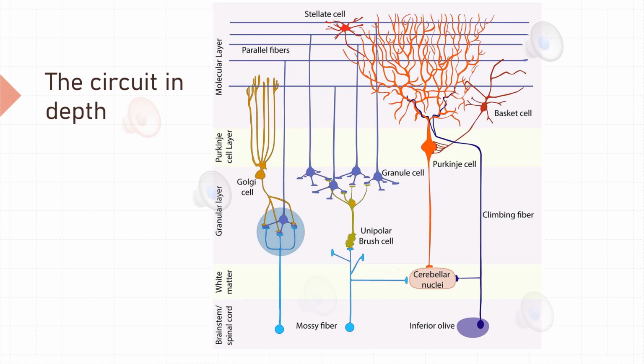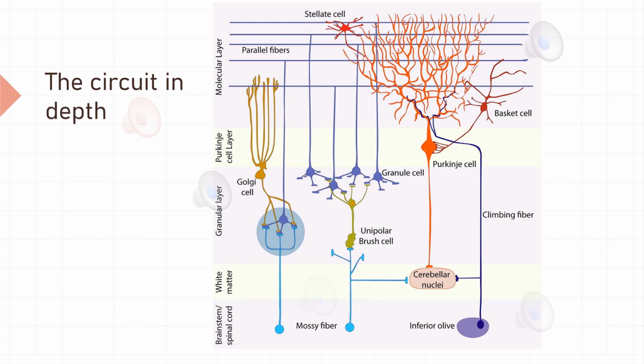So since you can see that the climbing fibers are excitatory, they will excite the cerebellar nuclei and they will also excite the Purkinje cell. The excitation of the Purkinje cell will eventually result in the inhibition of the cerebellar nuclei, as they will release the neurotransmitter GABA. So this means that the climbing fibers are stimulating the cerebellar nuclei, but they're indirectly inhibiting the cerebellar nuclei as well.